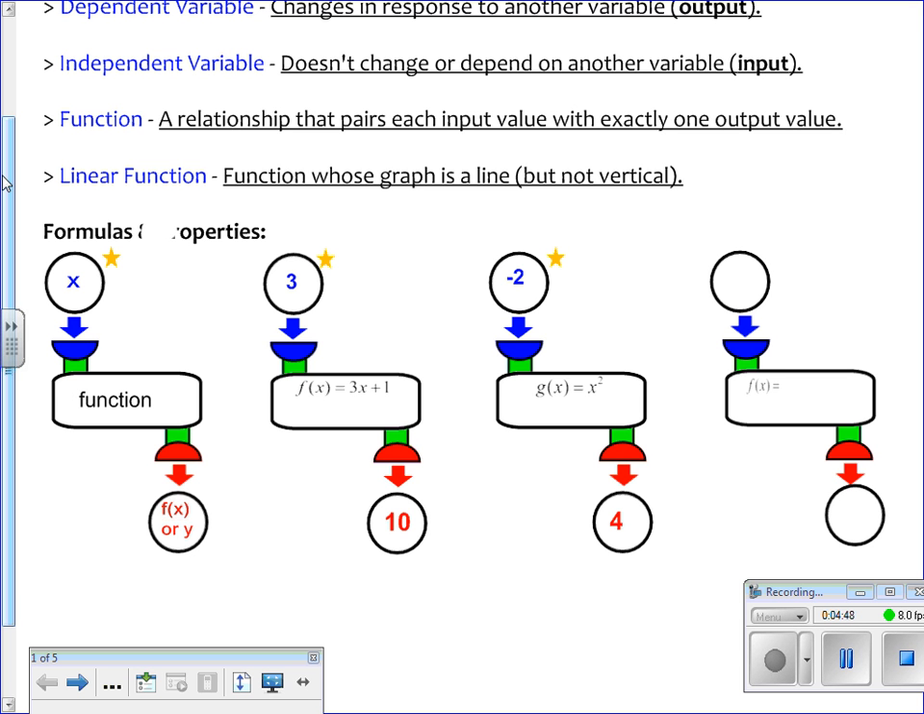So on the last one, I don't have a function. I don't have an x. I don't have an output. So here's what I want you to do. Pick a number, stick it in here for x. Pick an easy number, like 2. Write it down. Pick a number, any number. Write it down. Put it in your circle, any number you want.